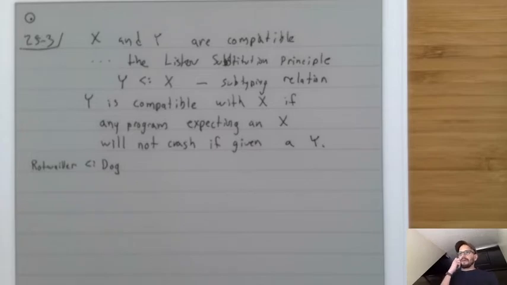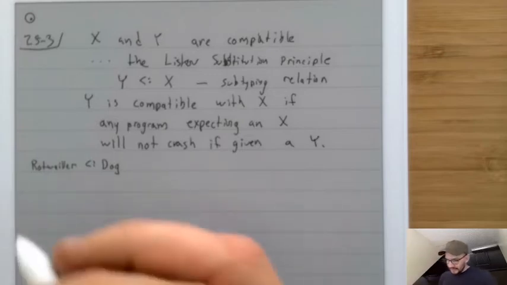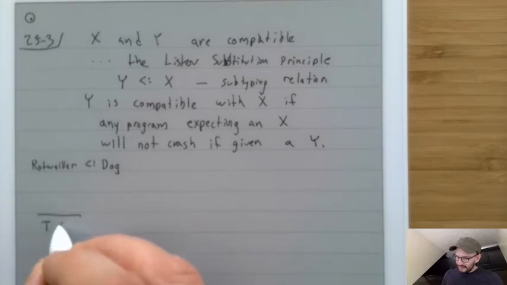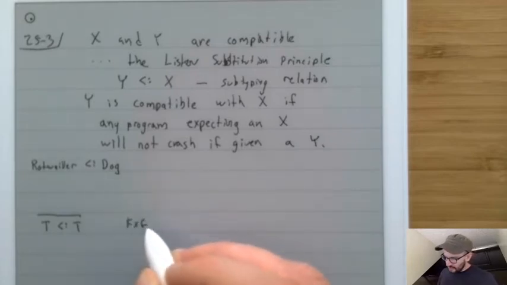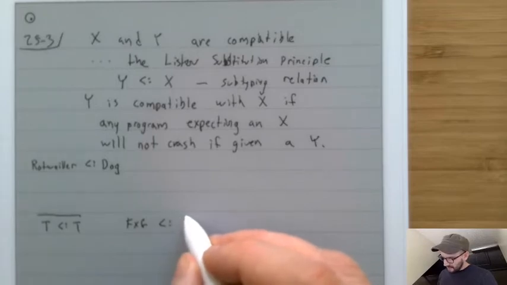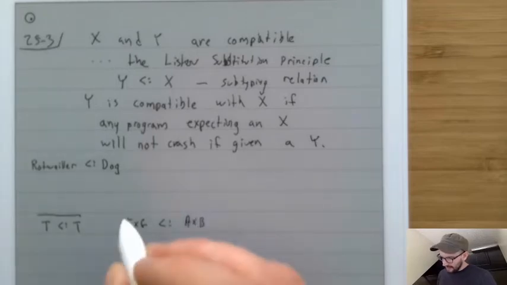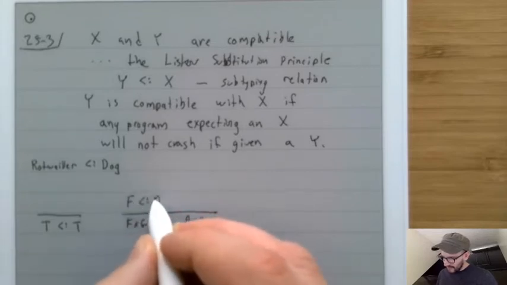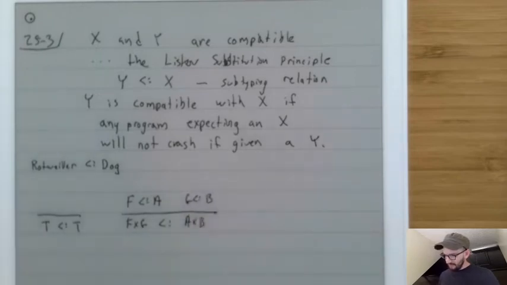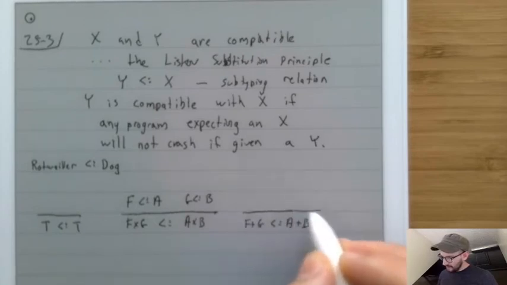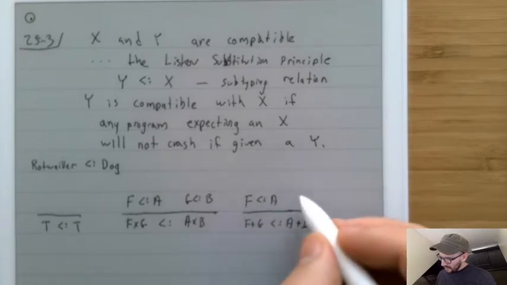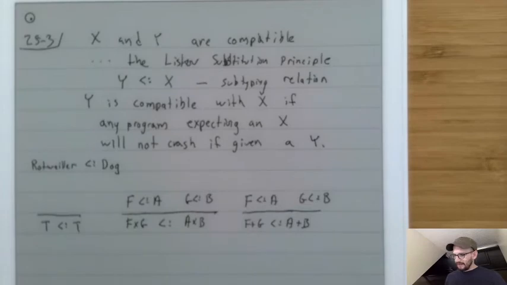So how can we express this mathematically? Well, what we'll do is we'll have another judgment that's called the subtyping relation. And it's quite straightforward. It's going to say that T is a subtype of T. Boom. Okay. It's also going to say stuff like F cross G is a subtype of A cross B if F is a subtype of A and G is a subtype of B. It's also going to say that F plus G is a subtype of A plus B if F is a subtype of A and G is a subtype of B. Okay, so those are kind of boring rules.